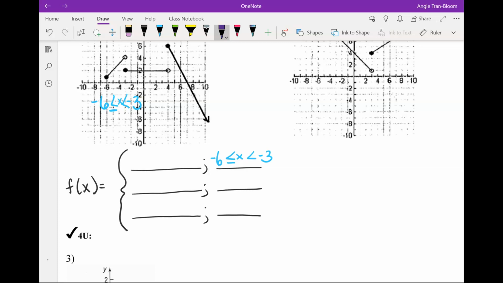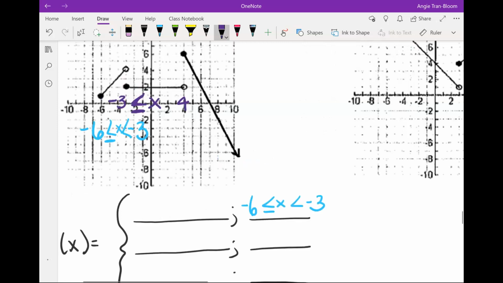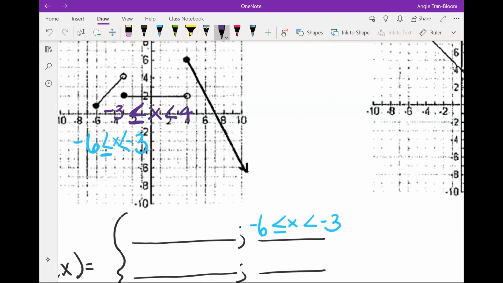Let's go to piece number 2. Is piece number 2 a segment or ray? Does it have a starting value? What is it? -3. Does it have an ending value? Where is it? 4. Now I'm going to put x in the middle. Is x bigger than -3 or smaller than -3? Bigger than. Do I put an equal sign below it? Yes. How come? Because it's closed. How about 4? Is x bigger than 4 or smaller than 4? Smaller. Do I put an equal sign? No, because it's open.